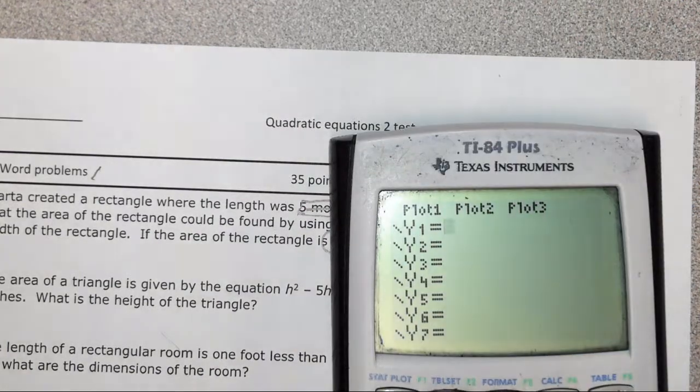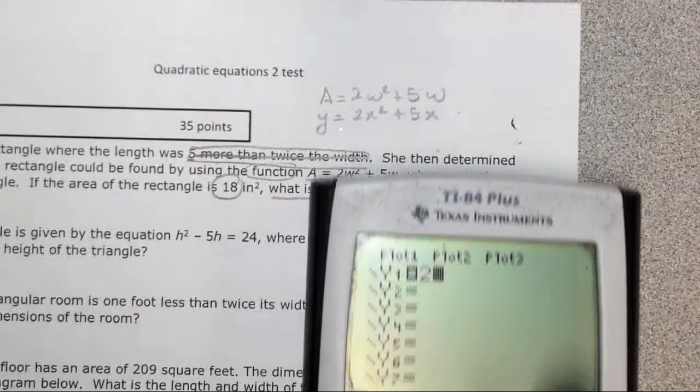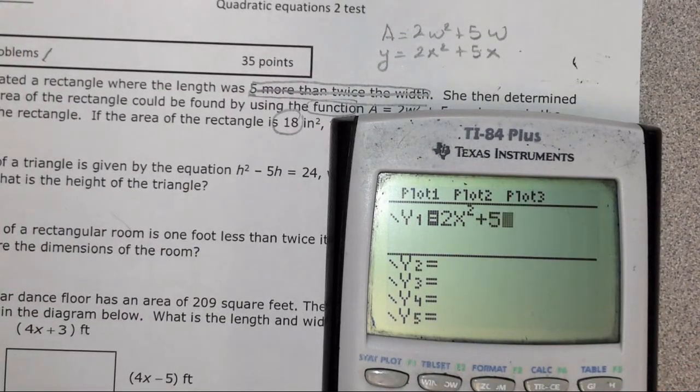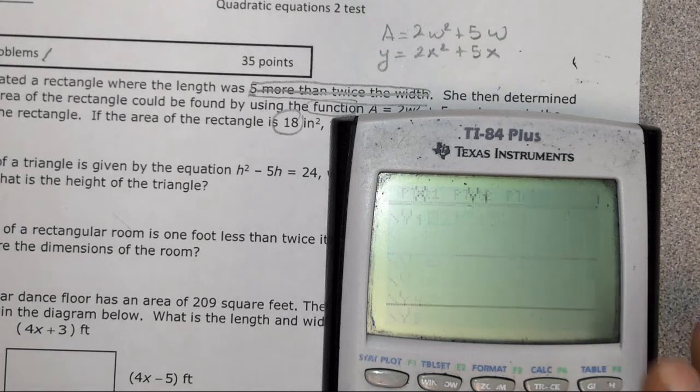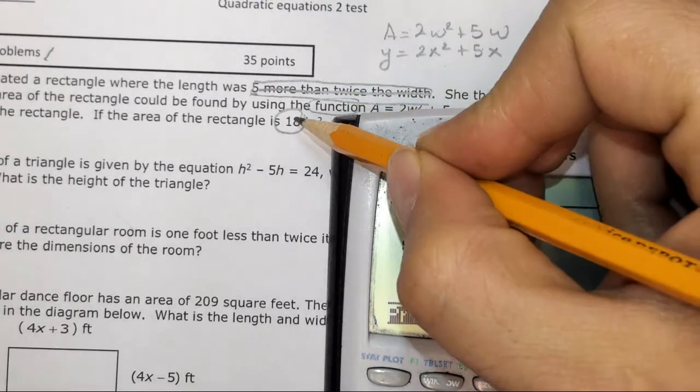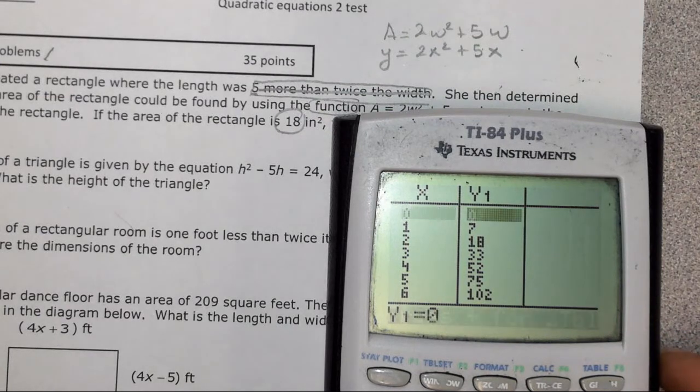Now we'll be able to bring it into a calculator, and that's 2x squared plus 5x. And we are looking for when the area, that's y, is 18. So here's y, and here's 18. The answer is 2.